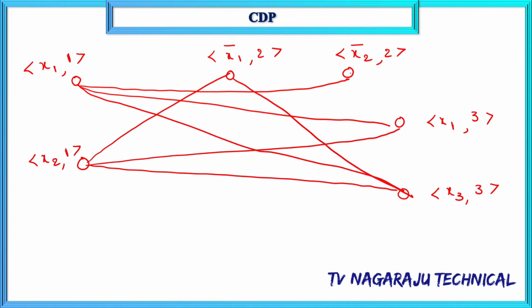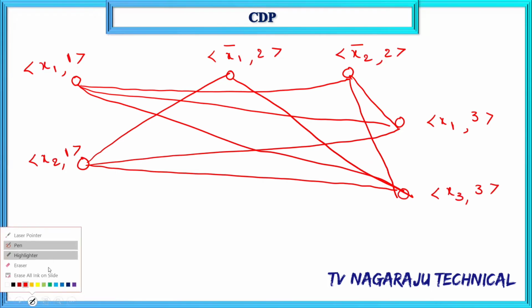Now coming to x2 bar to x1, completed. x2 bar to x2, not possible. x2 bar to x1 is possible. x2 bar to x3, that is possible. Now x1: already x1 to this one is completed, x1 to x2 completed, this inverse is not possible, x1 to x2 bar completed. Similarly, x3. So from x3 also all the edges are completed. Now clear? So the graph is constructed successfully.